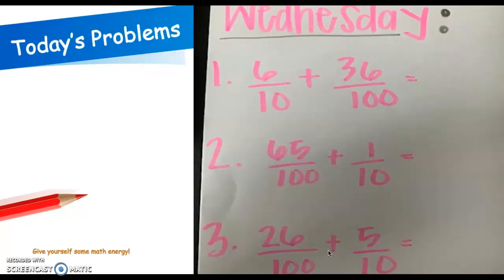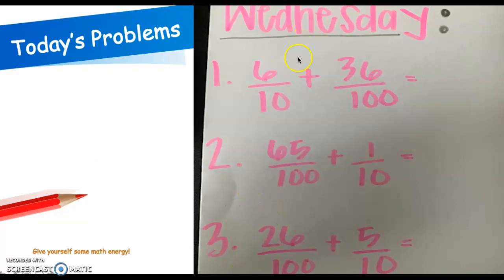All right, so today your problems are the same concept that we've been working on. So I really want you to focus in on these problems right here, and I really want you to think back to looking at the number with the denominator of 10, what you need to do to make it have a denominator of 100, and make sure you do that, then add.